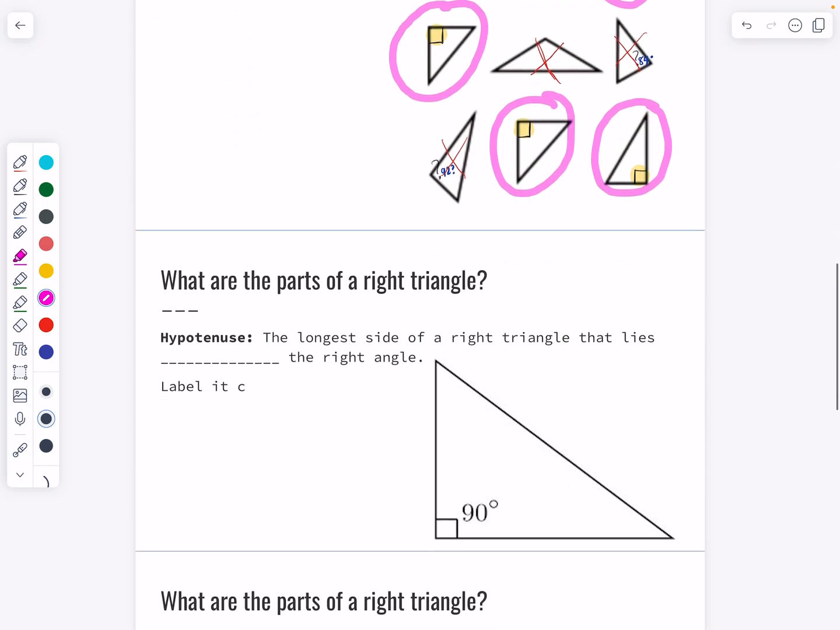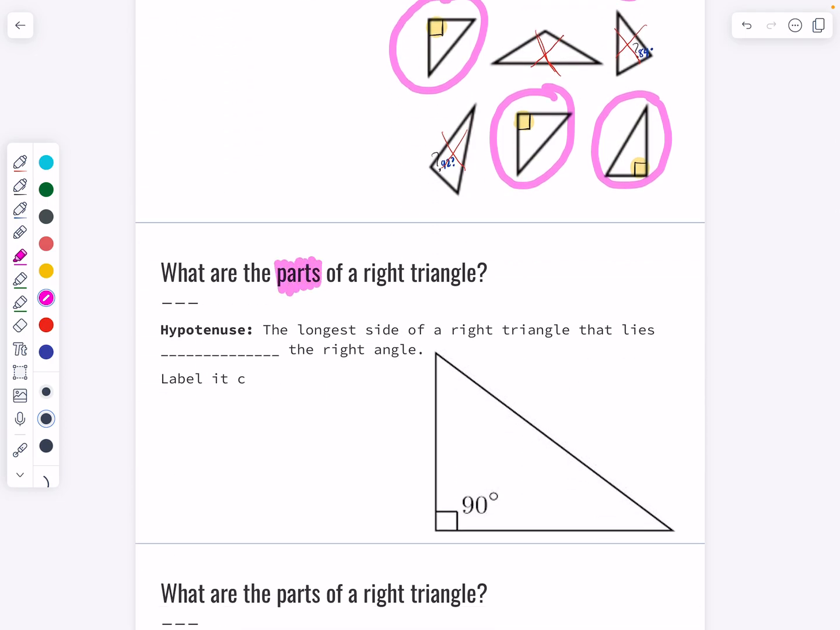So what are the parts of a right triangle? How do I name the parts of a right triangle? Well, the hypotenuse is the longest side of a right triangle, and it's going to lie opposite the right angle, on the other side of the right angle. So let's label that. Here is my right triangle, and there's the right angle. Across from that piece is going to be my hypotenuse.